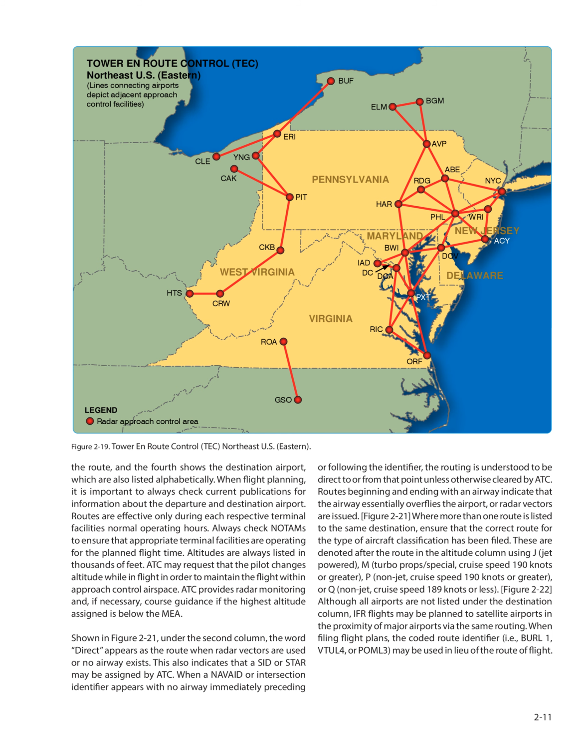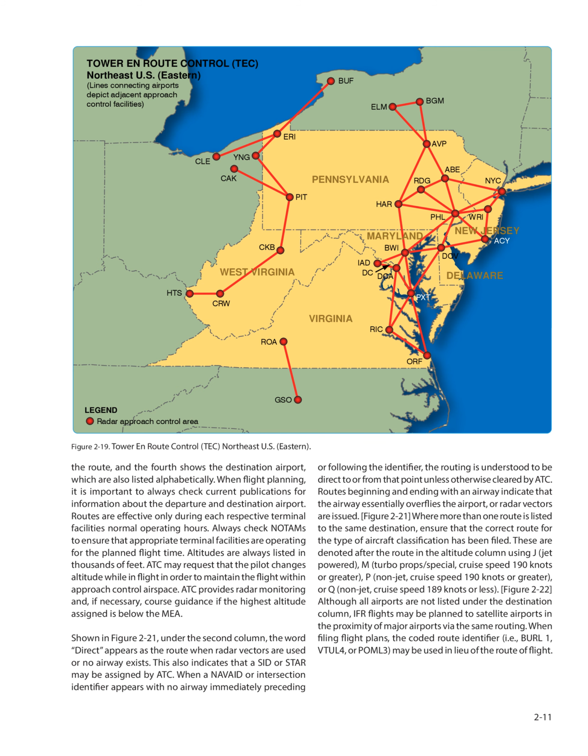Shown in Figure 221, under the second column, the word direct appears as the route when radar vectors are used or no airway exists. This also indicates that a SID or STAR may be assigned by ATC. When a NAVAID or intersection identifier appears with no airway immediately preceding or following the identifier, the routing is understood to be direct to or from that point unless otherwise cleared by ATC. Routes beginning and ending with an airway indicate that the airway essentially overflies the airport, or radar vectors are issued.